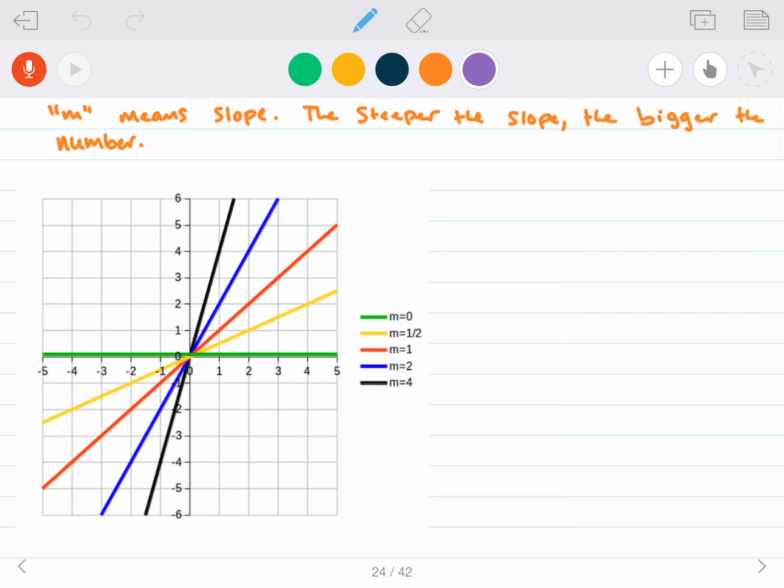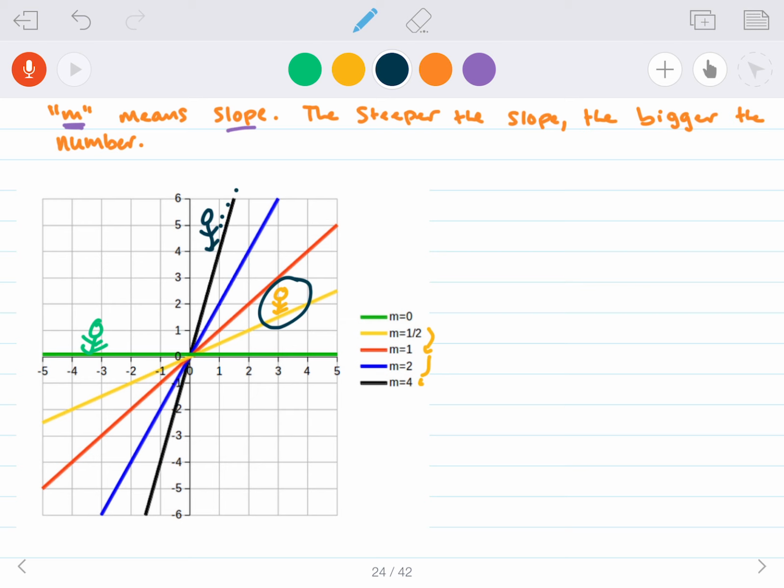Alright, so the letter M means slope. When you see M, you should think slope. And the steeper the slope, the bigger the number M. So we have a bunch of lines graphed here. M equals 0 is the green one, so you can see that that's 0 because it's completely flat. Now 1/2 is in yellow, and so this is positive because he's walking up the mountain. But notice that as M gets bigger and bigger, the mountain gets steeper and steeper. The steepest one is at M equals 4, so you can see that if you put that guy on there, he's going to have a hard time walking up versus this guy right here.